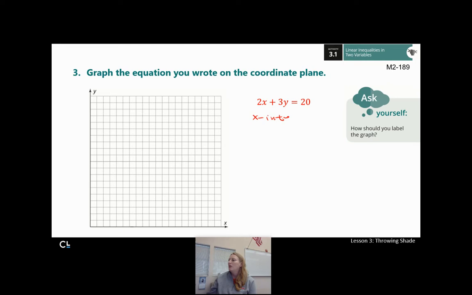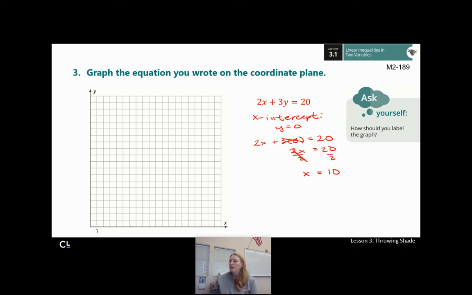You guys know that in order to find the x-intercept, all you got to do is set y equal to 0. So 2x plus 3 times 0 equals 20. And of course, 3 times 0 is 0, so that kind of dies, which is why we did it. We have 2x equals 20, and we'll divide both sides by 2. So I find out that x equals 10. Hooray. So my x-intercept is 10.